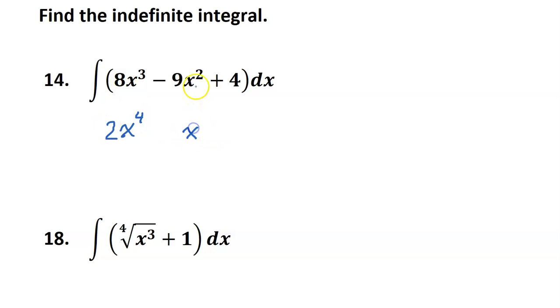Moving on to the x squared, this will become x to the third power. Dividing by the new power, negative 9 divided by 3 is negative 3. When you integrate a constant, it just takes a variable. So the integral of 4 will just be 4x. And don't forget the constant of integration.